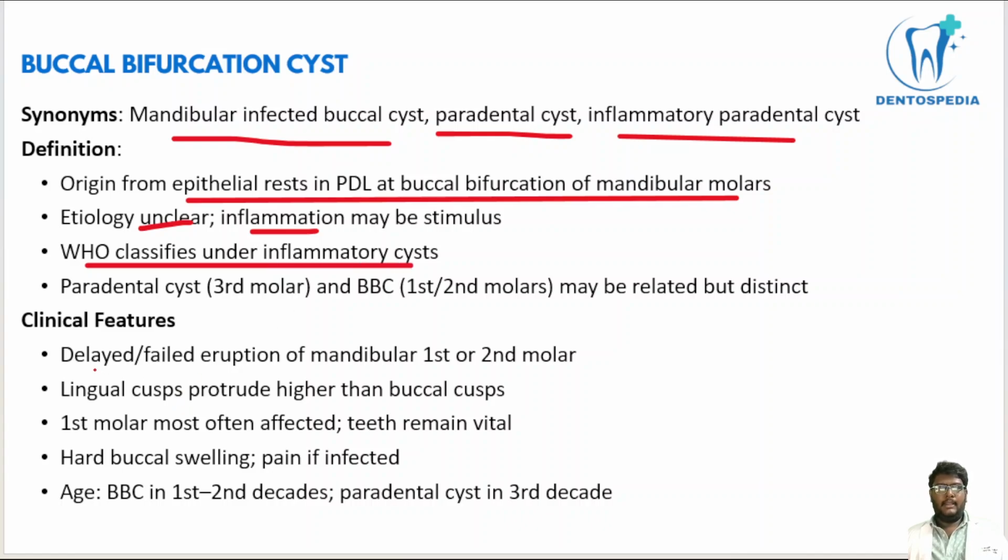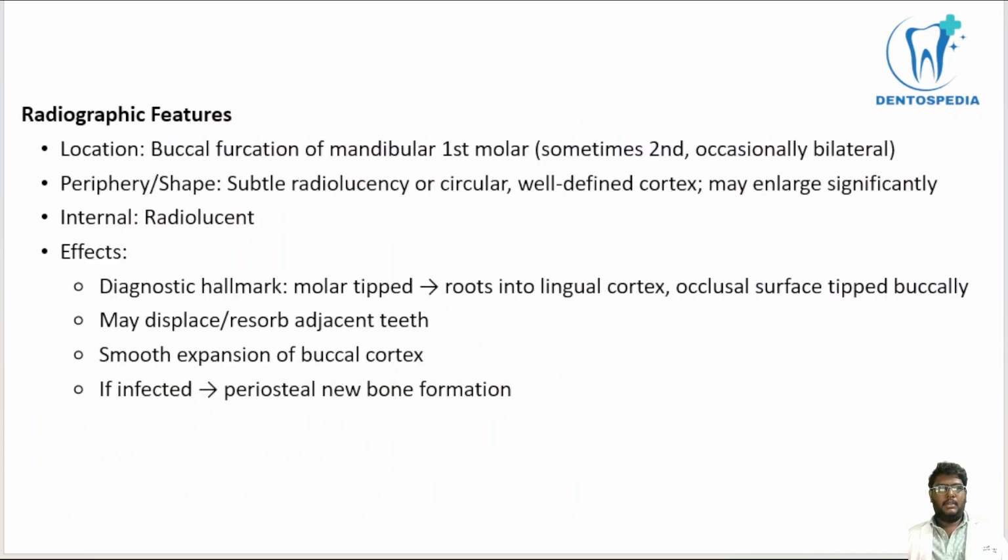And coming to the clinical features, we can expect delayed or failed eruption of the mandibular first or second molars because of the cyst, and lingual cusps are protruding higher than the buccal cusp. This is an important clinical feature. And the tooth remains vital in nature. And coming to the radiographic features, you can see a diagnostic hallmark, that is, the roots of the molar are tipped lingually, and the occlusal surface is tipped buccally. This is an important radiographic feature and also clinical feature.